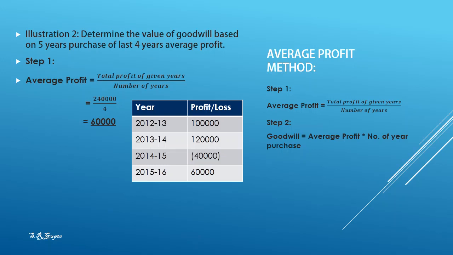Now we'll go for step 2 to find goodwill. Step 2, goodwill is equal to average profit into number of years purchase. So the average profit of the firm is 60,000 and the number of years purchase given in the question is 5. So we'll multiply 60,000 into 5 years purchase. We'll get the answer: 3 lakh rupees. So the value of goodwill of this firm is 3 lakh rupees.